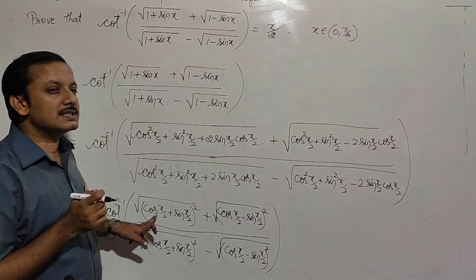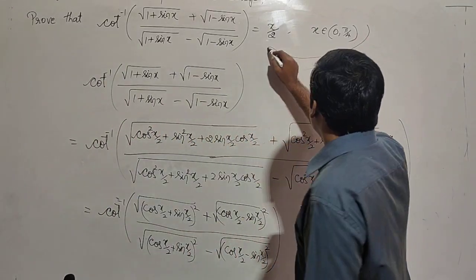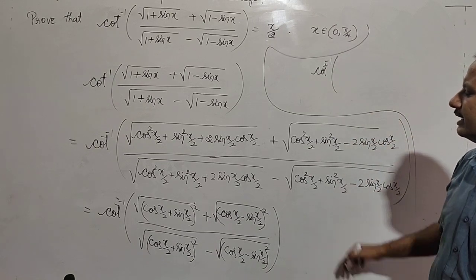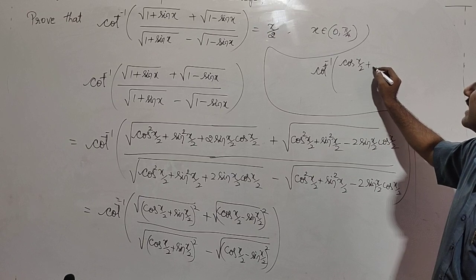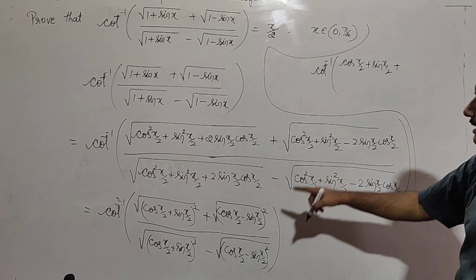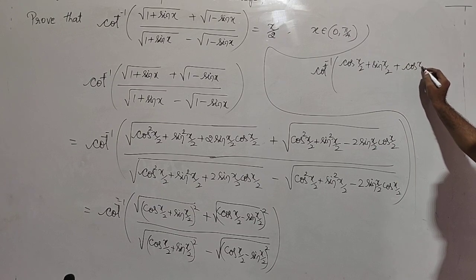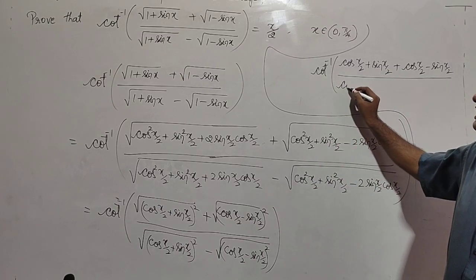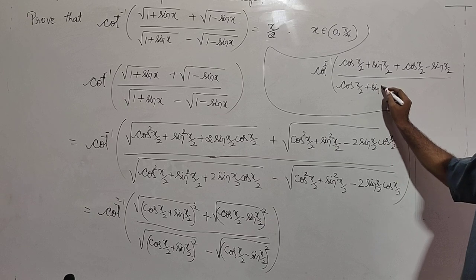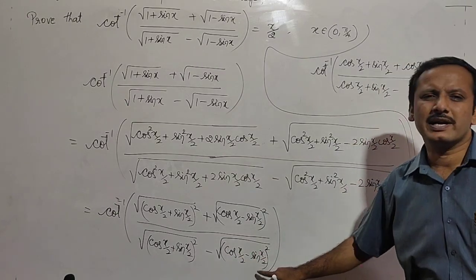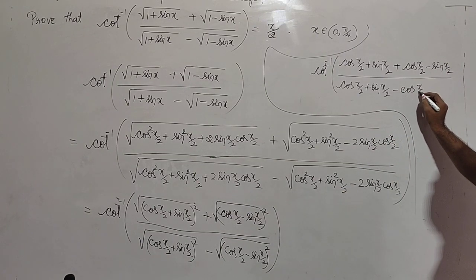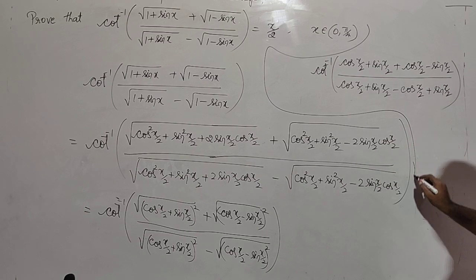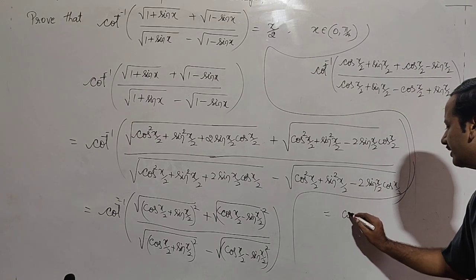Okay, so root of (cos x/2 + sin x/2) whole square, I continue here. I'll write that as cos x/2 + sin x/2, plus the next term will become cos x/2 minus sin x/2. Then in the denominator you will have (cos x/2 + sin x/2) minus (cos x/2 minus sin x/2), which will become minus cos x/2 plus sin x/2. Okay, that is equal to, I'll continue here, sorry, I don't have enough space here.